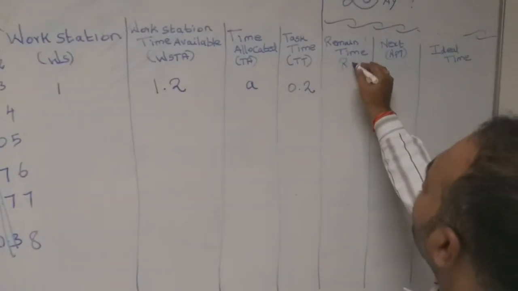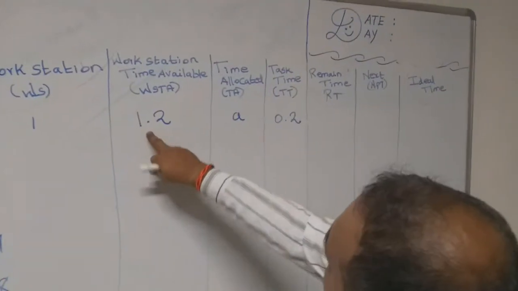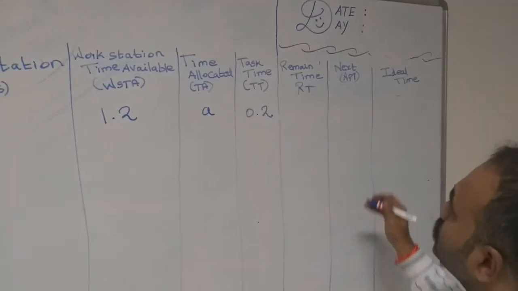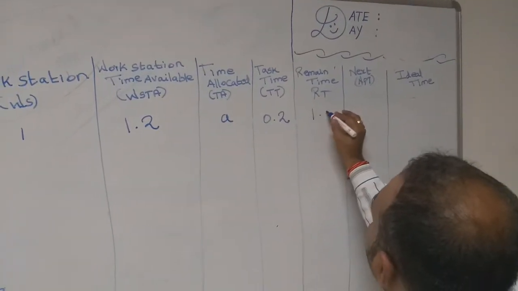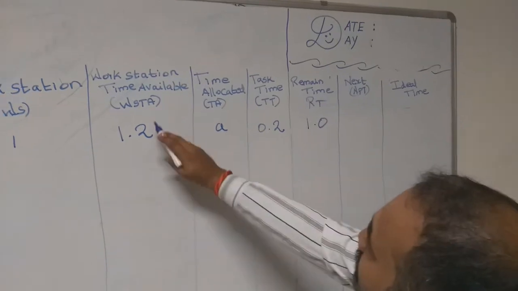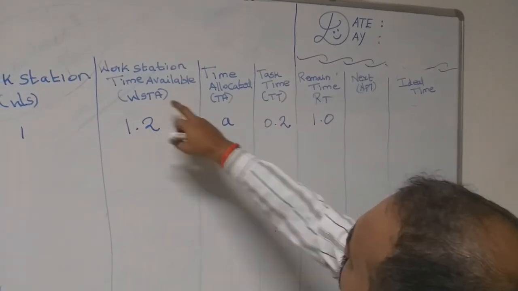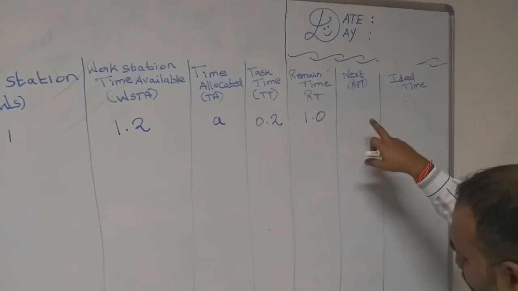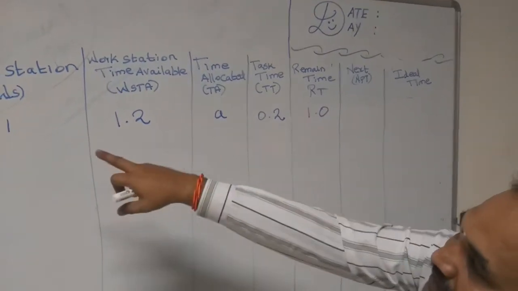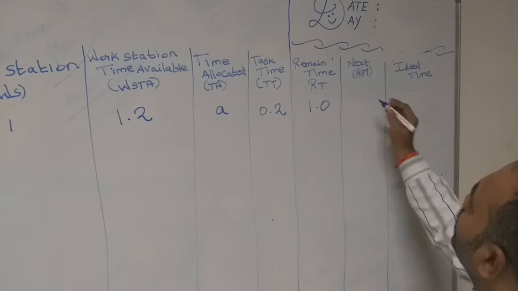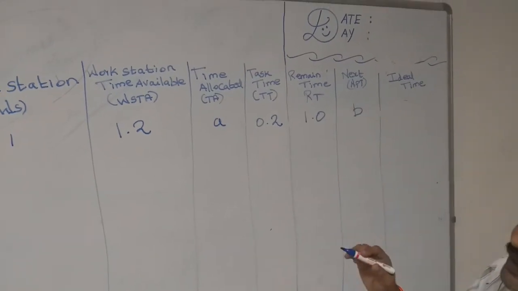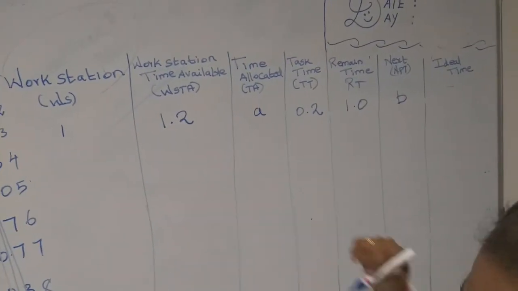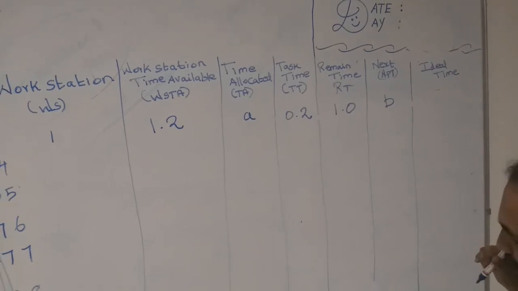So what will be the remaining time? Remaining time, RT, is calculated as 1.2 minus 0.2, which is equal to 1.0. Okay, this is workstation time allotted minus task time, equal to remaining time. So what is the next rank? The second rank will be B. Next rank is B. What is the value of B? Value of B is 1.2.